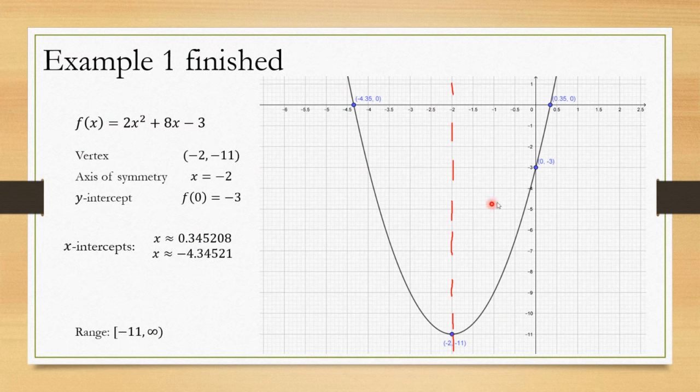And again, that's the axis of symmetry. So the graph is, at least I hope it is, symmetric about this line. So in other words, you could take the graph and fold about that dashed line. Both halves would match up.